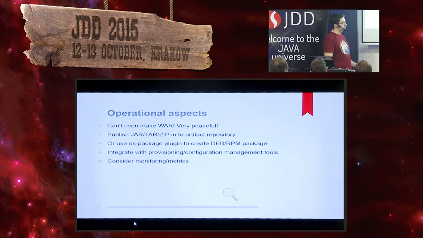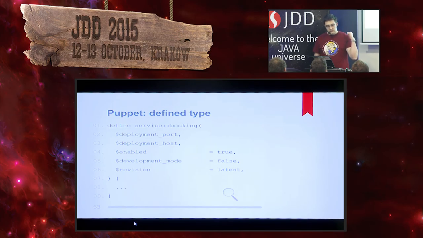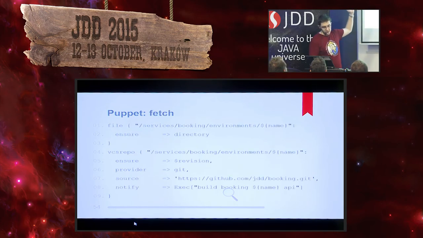And another thing is that Ratpack, as we already mentioned, works with tools and frameworks like Hystrix and Dropwizard metrics, which are well supported and easily monitorable by operations. I took my favorite provisioning tool at the time to show that we can do something with Ratpack deployment using Puppet definitions. So we can say that we want our service booking to be deployed on this port and this host, and this is like a template function. And inside that, we define what we do with that. So we say we want this Git repository to be available.